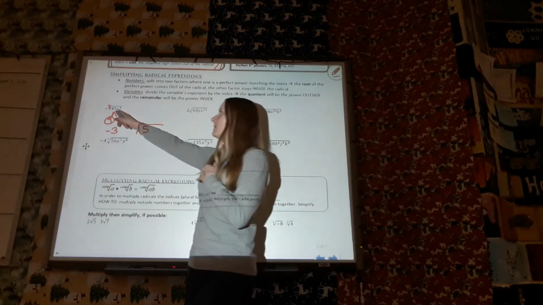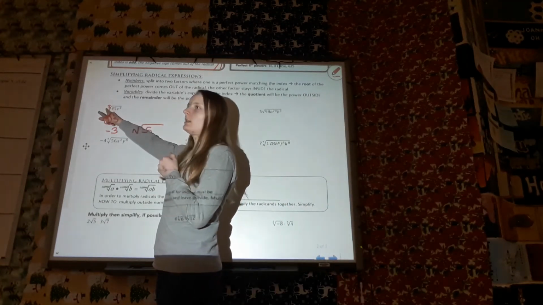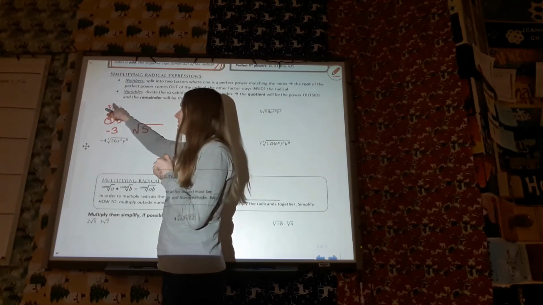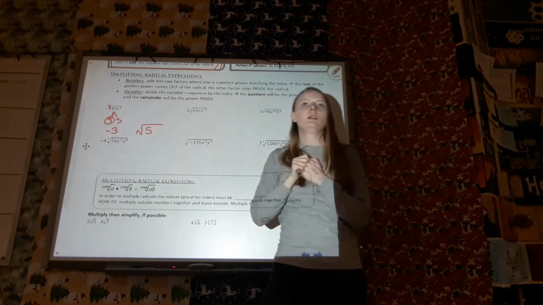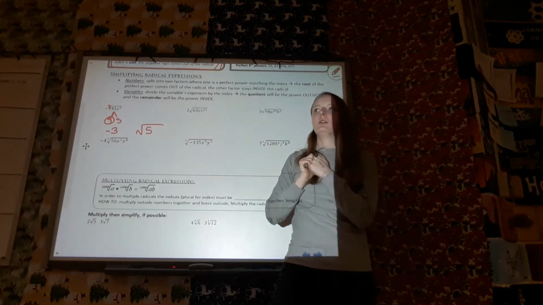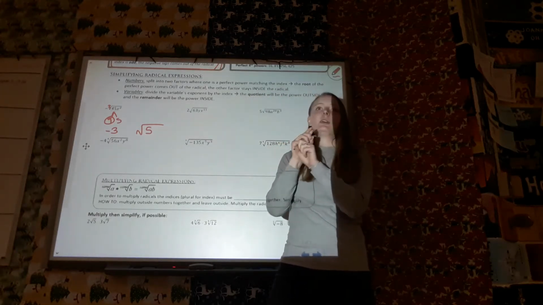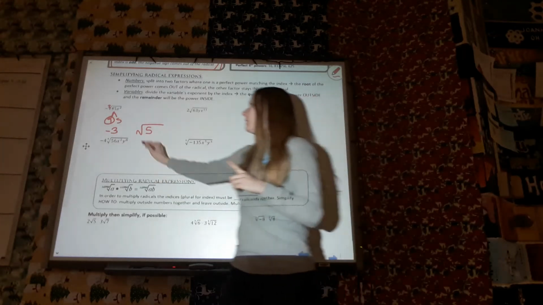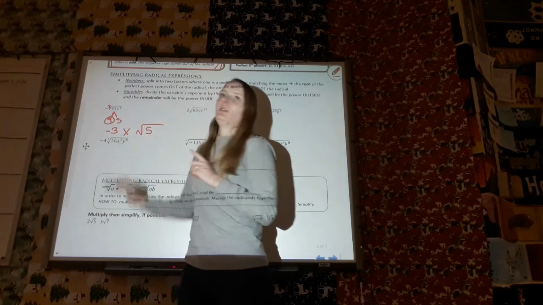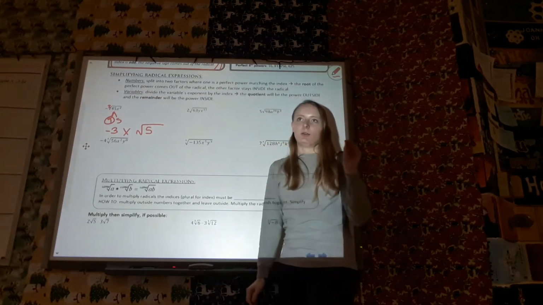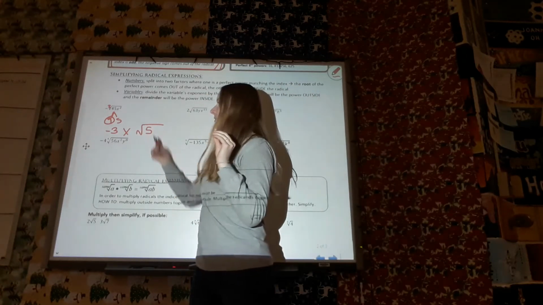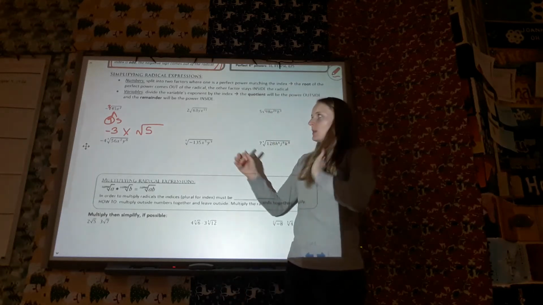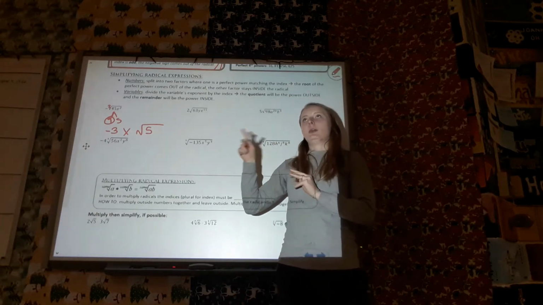What you want to do is consider how many times the index goes into the exponent. So how many 2's can you fit in 2? How many 2's are in 2? 1, right? The answer to that question, when I ask you how many 2's go into 2, is 1. That is the exponent of the variable when it's outside of the radical. So you can write a 1, or you don't have to, because usually exponents of 1 are invisible.